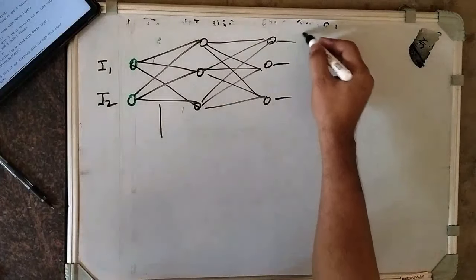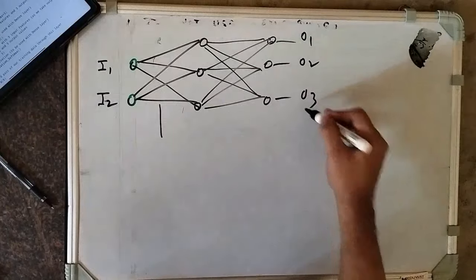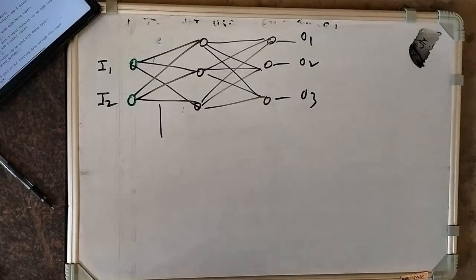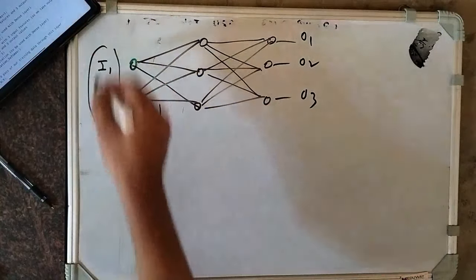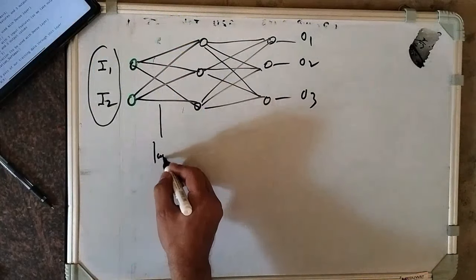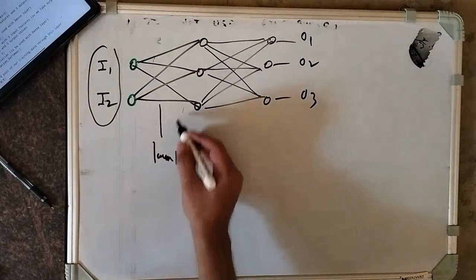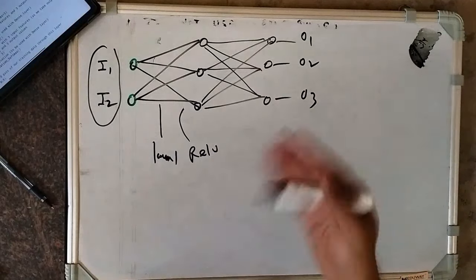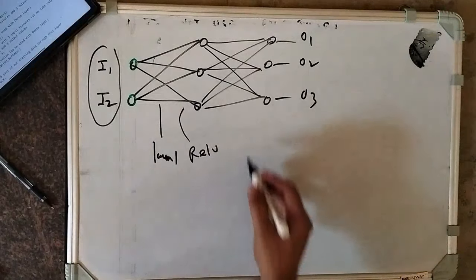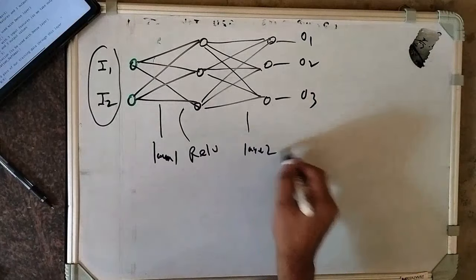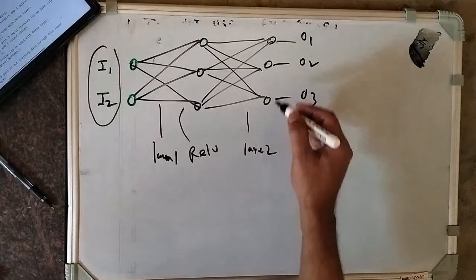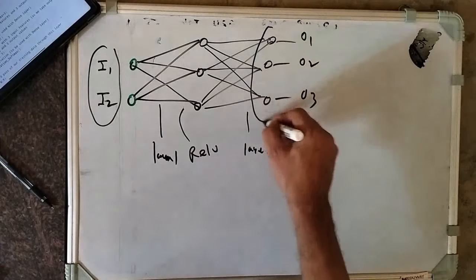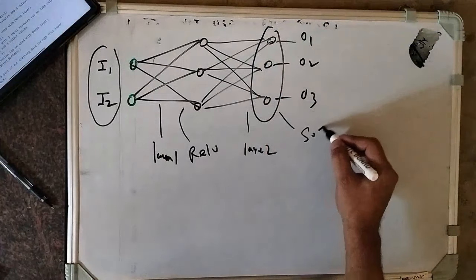So this is my output 1, output 2, output 3. Up to this, I am taking the input. This is my layer 1, and I am using ReLU for the non-linearity. This is my layer 2. I am using ReLU, but at last here I have to use softmax.